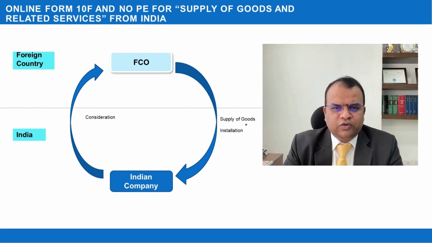Now, you supplied certain goods to an Indian customer, and in the process, you had to provide certain services. In this example, I've taken installation, maybe some other services that you provided to your Indian customer. Now, the time when the payment has to be made, you are informed that you have to provide certain documents to the Indian customer before the payment can be released.